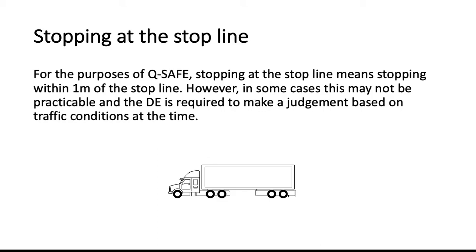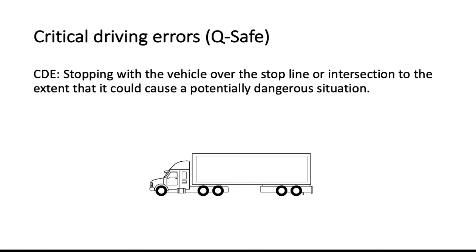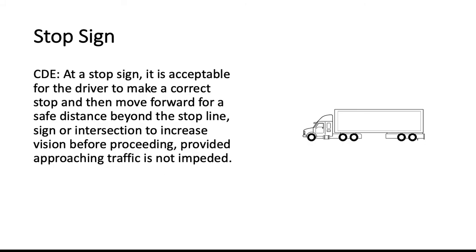Stopping at the stop line. For the purposes of Q-Safe, stopping at the stop line means stopping within 1 meter of the stop line. However, in some cases, this may not be practicable, and the DE, driving examiner, is required to make a judgment based on the traffic conditions at the time. Critical driving error: stopping with the vehicle over the stop line or intersection to the extent that it could cause a potentially dangerous situation.